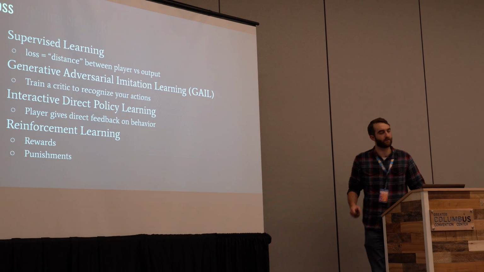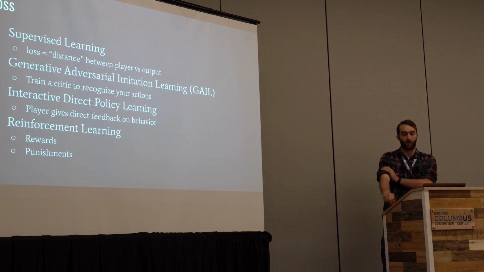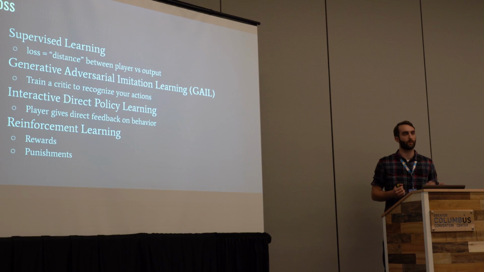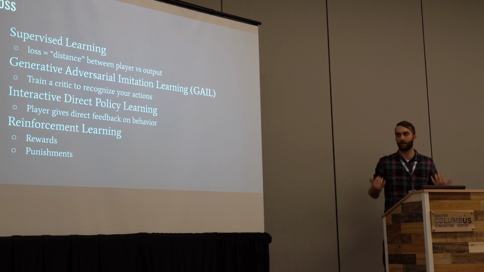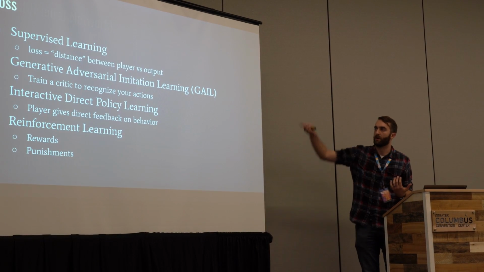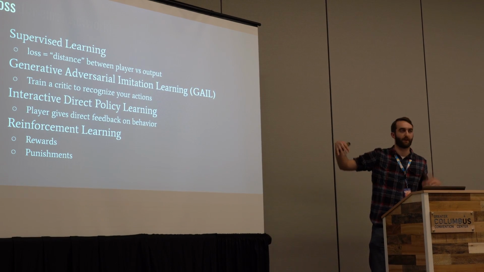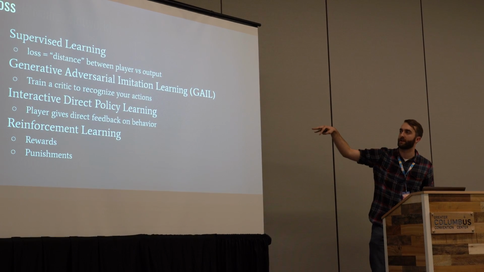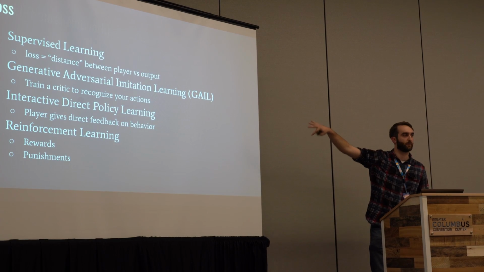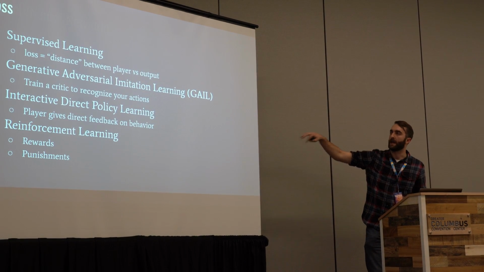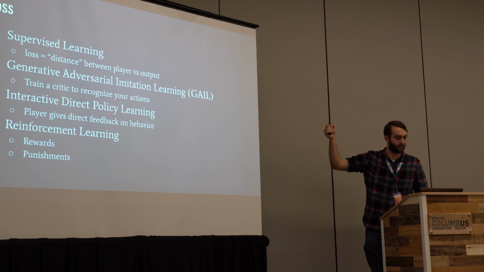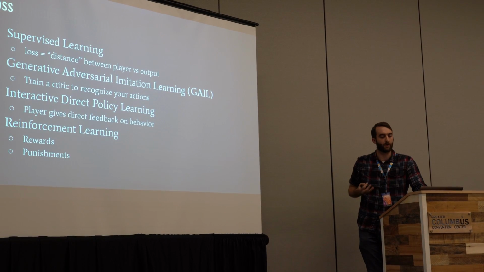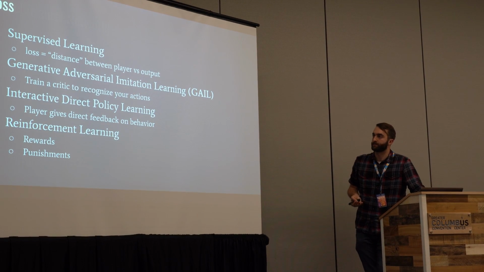And then finally, there are loss functions. The loss function is usually what determines what type of learning you're doing. So imitation learning is a fancy way of saying supervised learning, which is where you have the player directly training the robot, and you're doing that distance calculation I just described. You can also do things that are a little bit more creative.